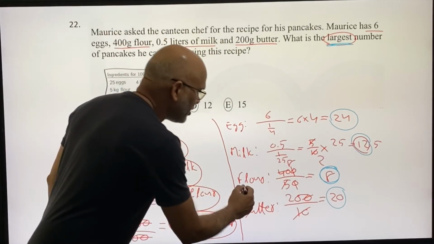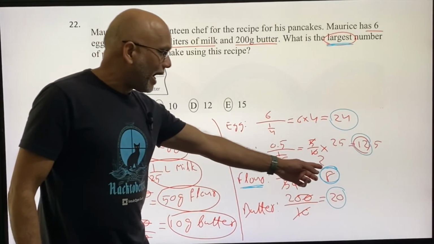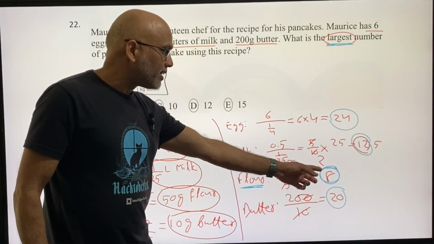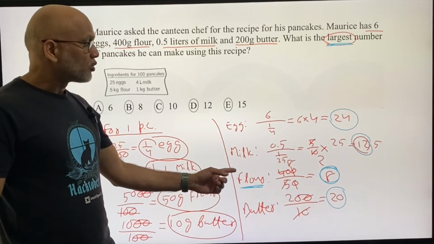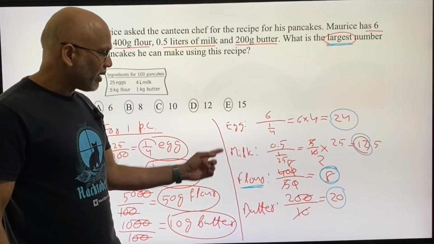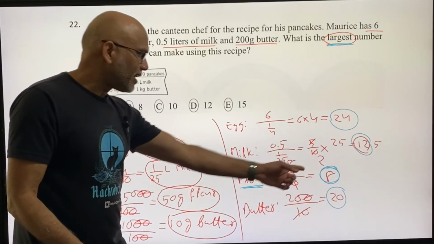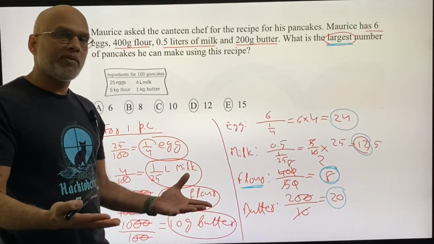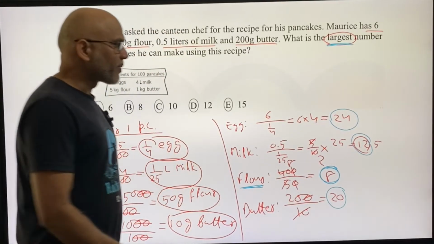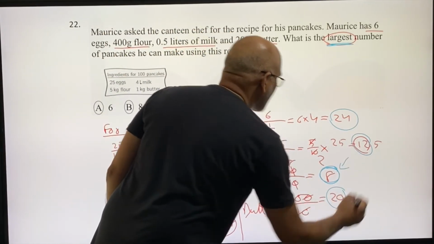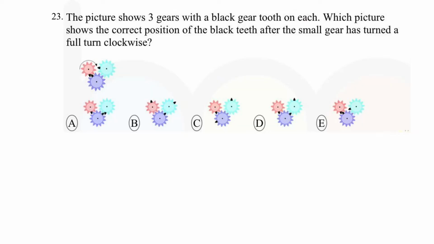It is going to be the flour. Because with the amount of flour I have, I can make only 8 pancakes. If I want to make more than that, I don't have enough flour. So although with egg, milk, and butter, I could make more pancakes than 8, I just don't have enough flour. So that is going to limit the number of pancakes I can make. Then 8 is the correct answer, and B is the correct choice.